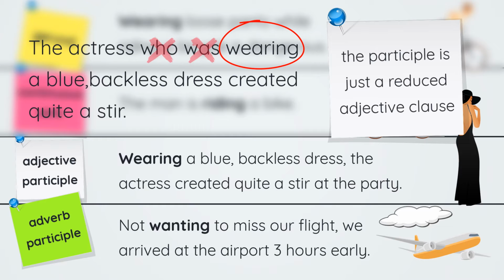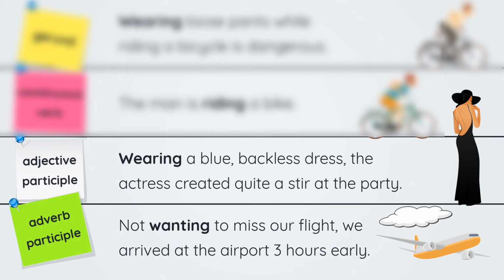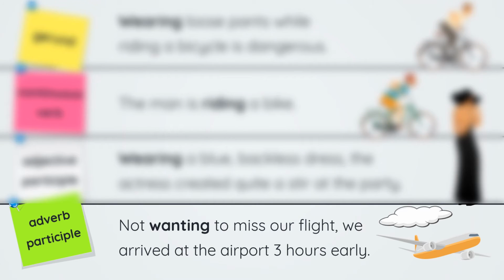Now, because I have only the participle phrase, it's not a clause anymore, there is no subject and verb anymore, there is just a phrase. I can put it at the beginning of the sentence as long as the subject of the participle is the same as the subject of the independent clause. Okay, so adjective. Now, where it gets confusing is I can do the exact same thing, but I can use it as an adverb. "Not wanting to miss our flight, we arrived at the airport 3 hours early."